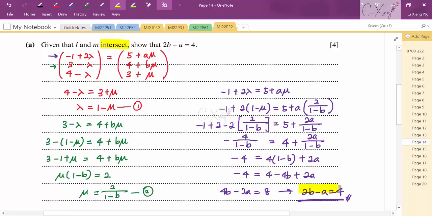I believe there are many different ways to get this equation. Mine is the most basic one, where I rephrase all my equations so that I can get rid of lambda and mu slowly from the last one. All right, so this is what we have for part A. Now let us proceed to part B.